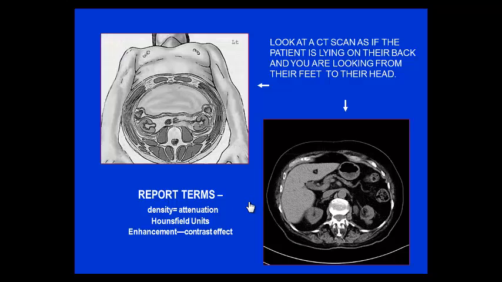But the terms that we're going to see when we talk about CT scans, we're again talking about relative density and attenuation. That again is how much blocking of the photons, blocking of the X-ray, attenuation. And these units we'll call Hounsfield units. Those are relative units compared to water. That's named after the fellow who invented the CT scan. So if you see a report talking about Hounsfield units, we're really talking about CT scans.